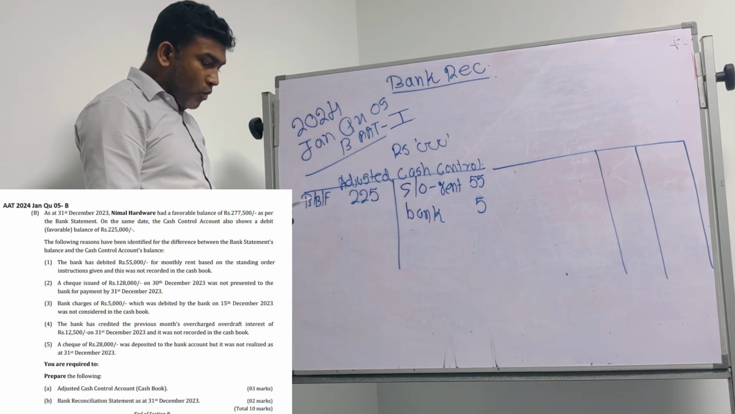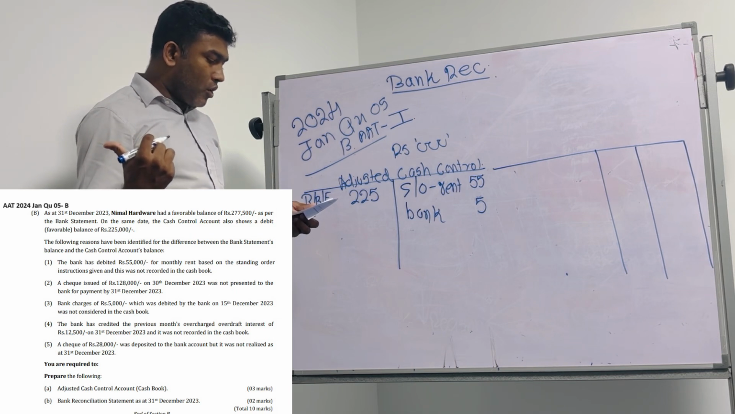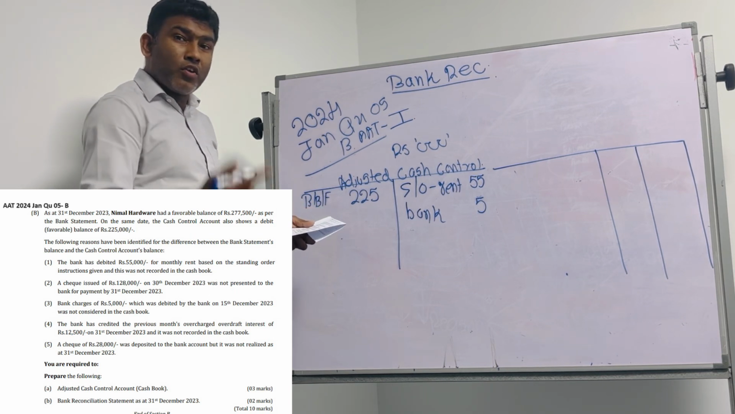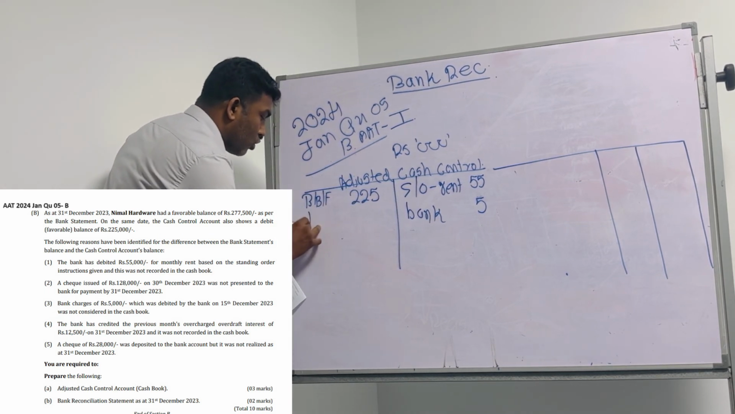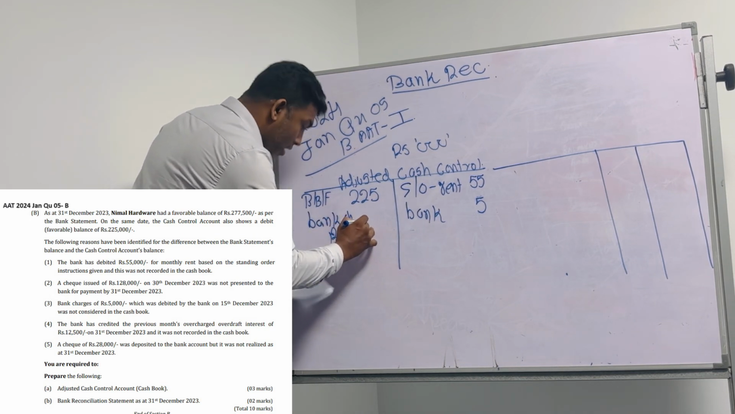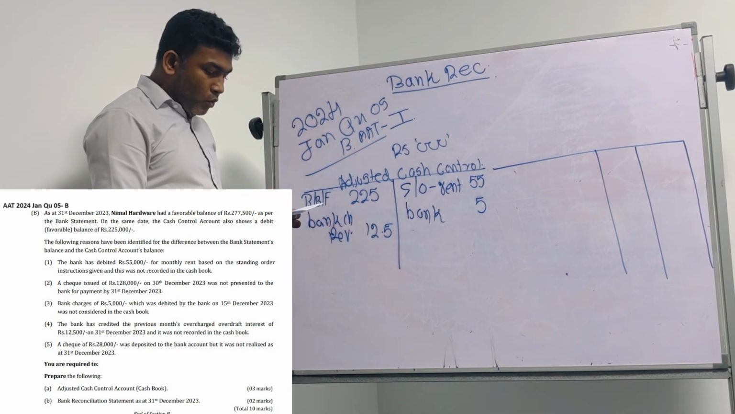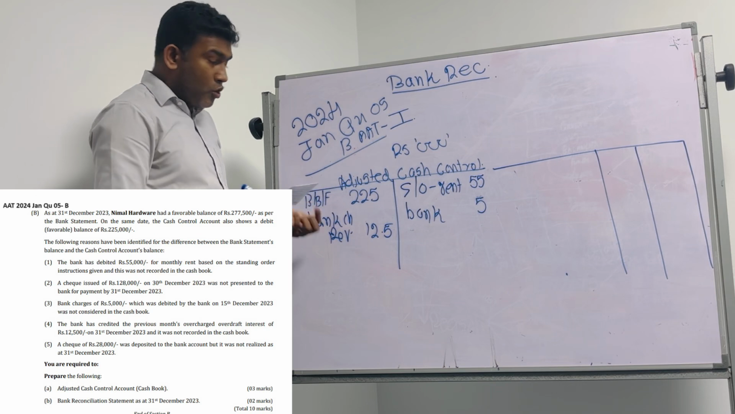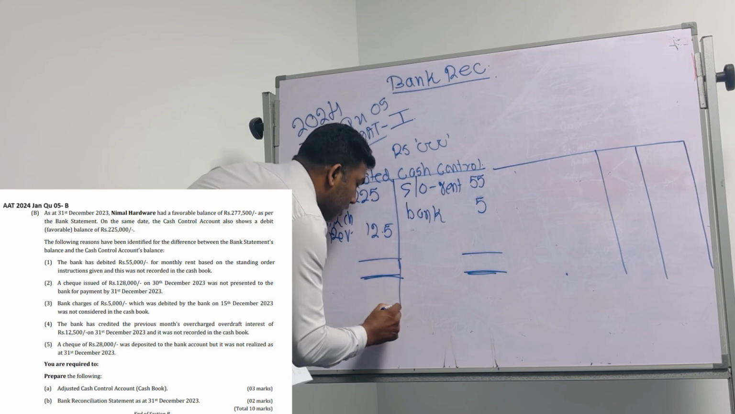Then the fourth one, the bank has credited the previous month's overcharged interest of 12,500 on 31st December. Last month the bank had charged an interest of 12,500. Now the bank is going to reverse it. Reversing means we are receiving the cash back, so we can say here bank charges reversal, value 12,500. Then the last, the check of 28,000 deposited to the bank account was not realized, meaning it's unrealized. Unrealized means we will take it to the bank reconciliation statement.